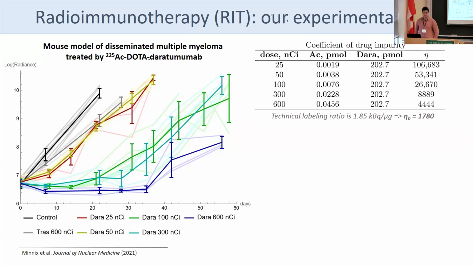So, the injected drug contained unlabeled daratumumab in large quantities, and there were 2 reasons for that. Firstly, for our experiments, radioconjugates were prepared by incubation of daratumumab with actinium at a specific labeling ratio, which yields about 1800 unlabeled antibodies per 1 radioconjugate. And I will refer to this parameter as drug impurity.